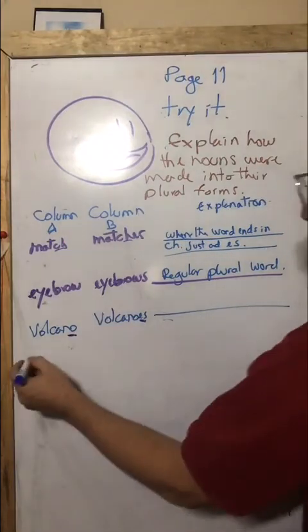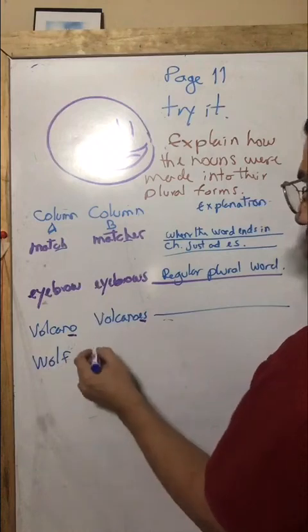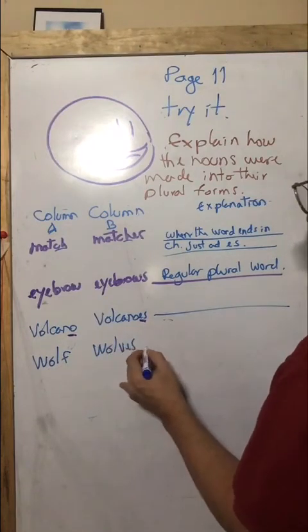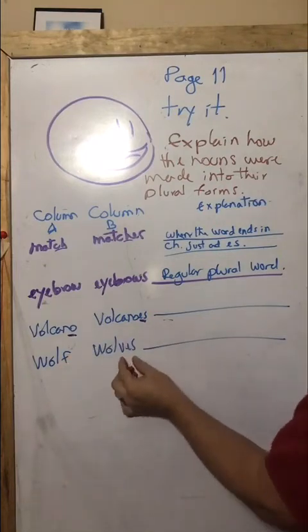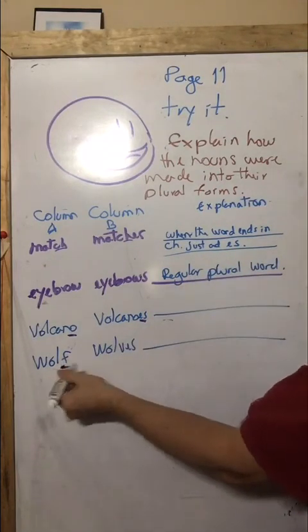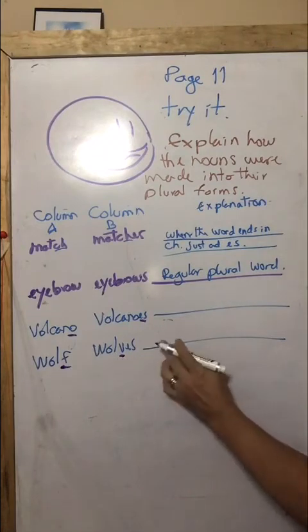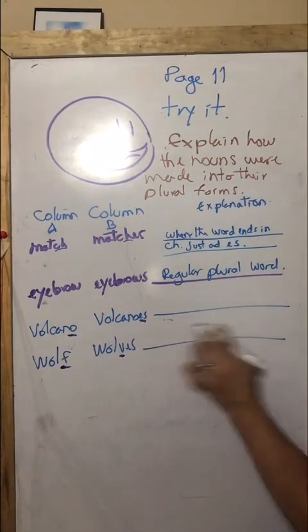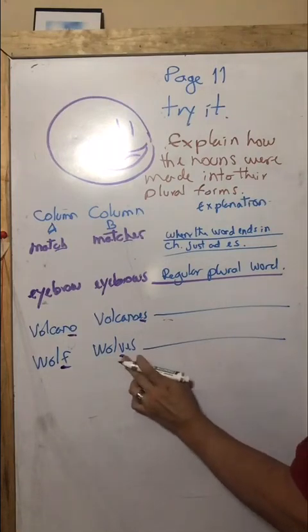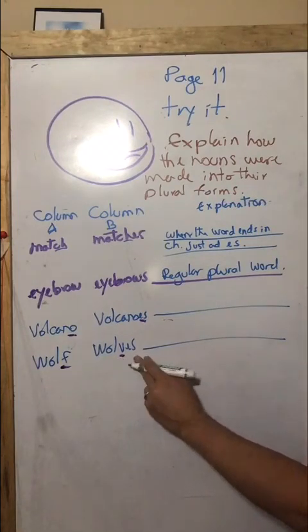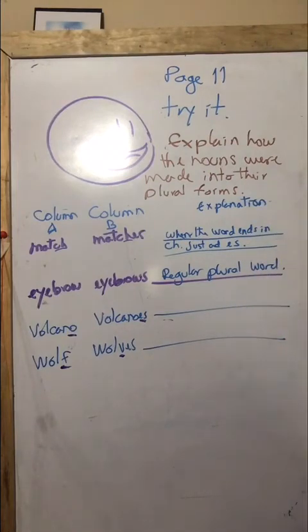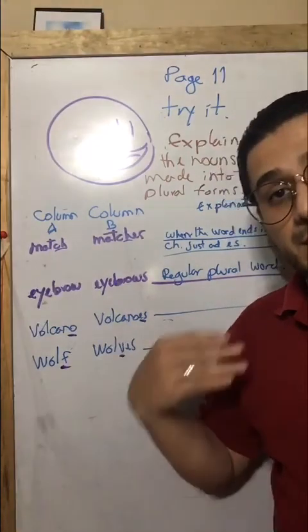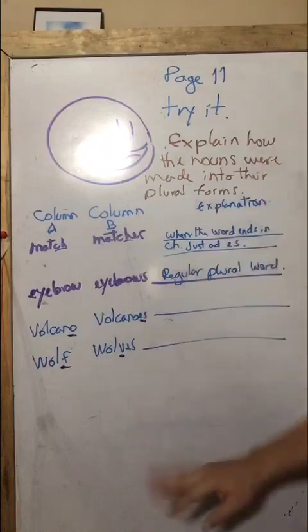And then I'll leave. Wolf and wolves. So in here we can see that we went from F to VES. So from F to V and then ES. So when the word ends in F, change it to V and add ES. I think that the other one is the same. Yes. So you don't have to worry. The last three are very easy, are rules that I explained before from the other page, so you don't have to worry about this one.